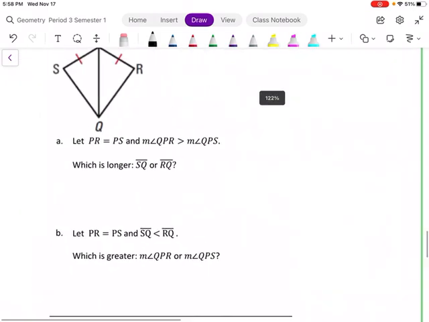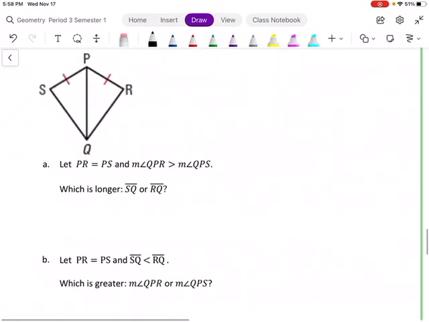All right, our next example. They said let PR equal PS, which they've already marked in our diagram, and the measure of angle PQR is greater than the measure of angle QPS. They want to know which is longer, SQ or RQ. Between the two triangles, we know this is the second side that's congruent, so we can use our hinge theorem.